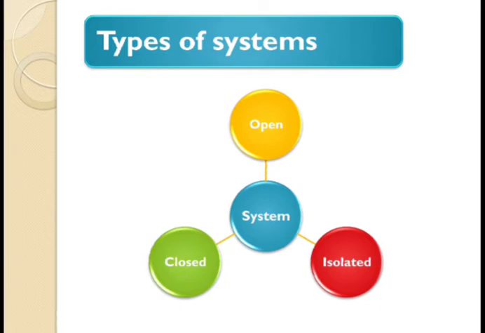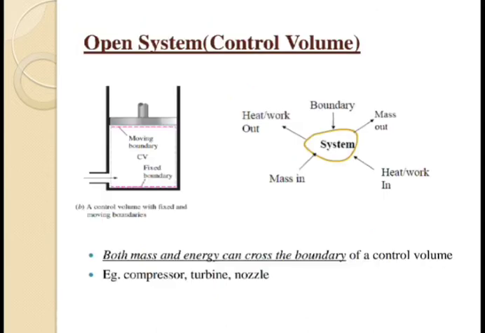Types of system. There are three types of system: open, closed, and isolated. An open system is also called a control volume, because in an open system we generally use a fixed volume or a moving boundary. By definition, thermodynamics deals with energy interaction between system and surroundings. In an open system, both mass and energy interaction are possible between system and surroundings. Some examples of open systems are compressors, turbines, and nozzles.